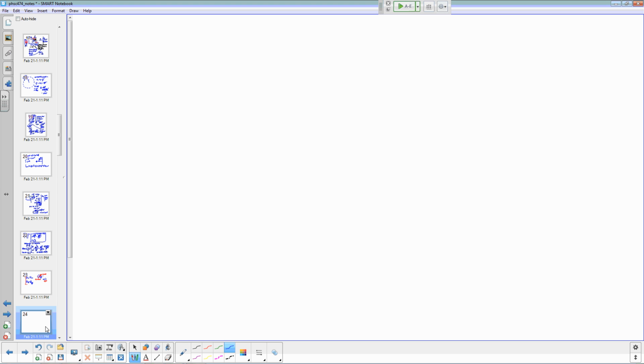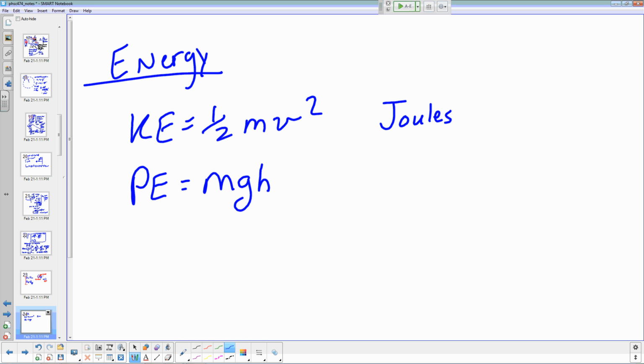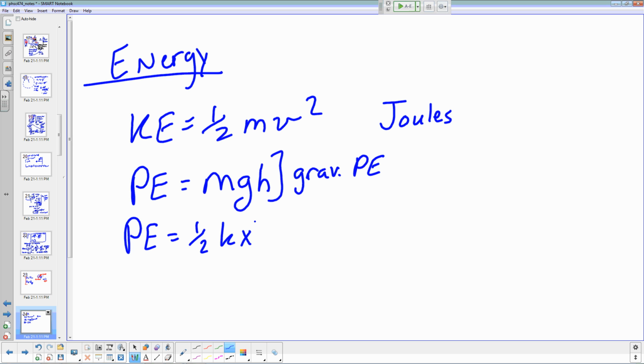All right. Okay. Energy. We have a couple different types of energy that we deal with. There are lots of different types, but really the only ones you need to consider are kinetic energy. If you recall, that's 1/2 mv squared. We measure it in joules, the unit. We also have potential energy. In particular, gravitational potential energy is mgh. Again, this is gravitational potential energy. And then we also have elastic potential energy, which is 1/2 kx squared. This is elastic potential energy.